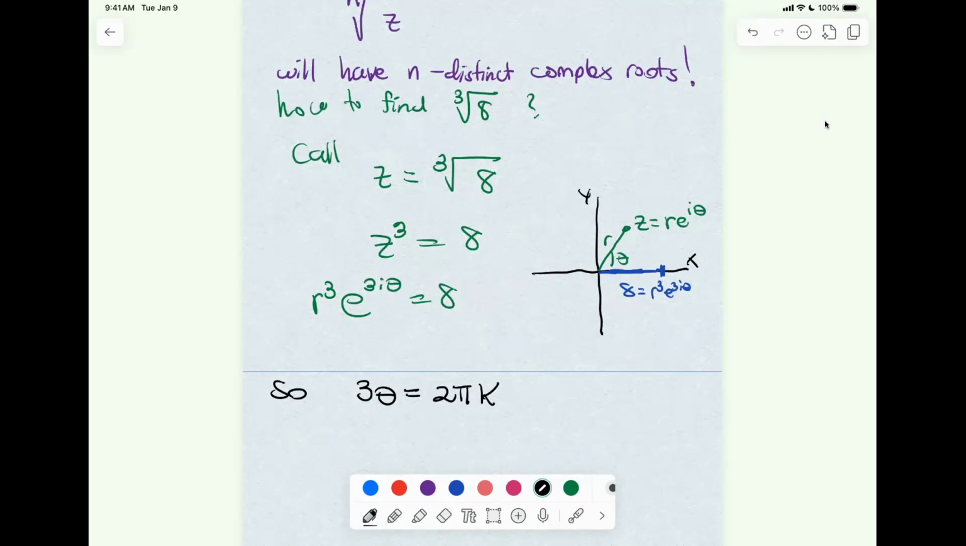And then here you plug in, and the r is generally 2, that's fine, the r just matches, because r is 2 cubed, which is 8. I'll write the formula in a moment.